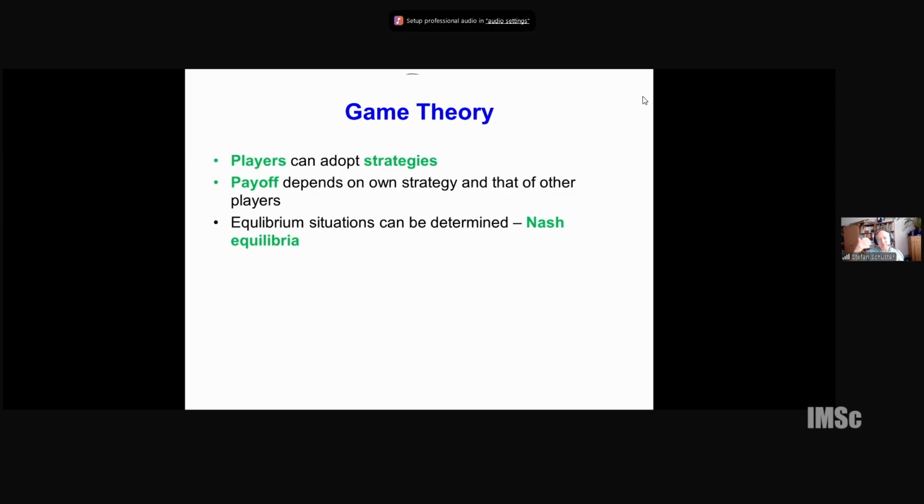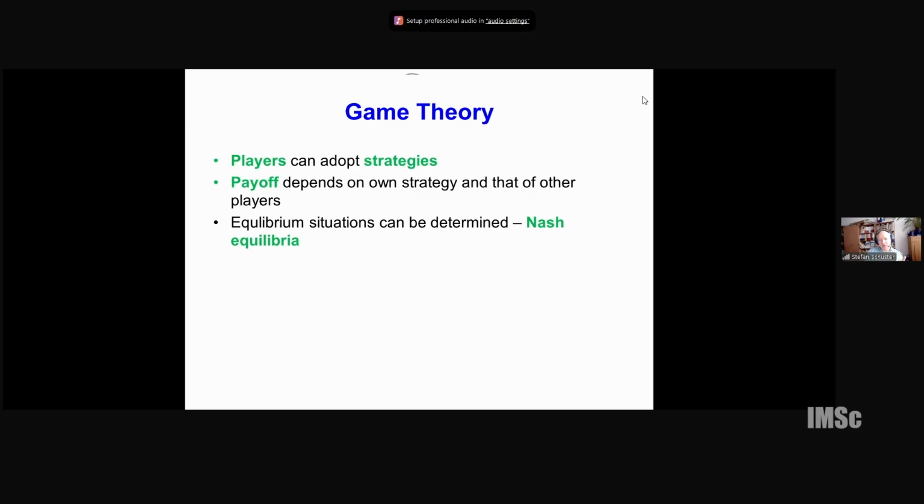Strategy is maybe a bit of an exaggerated word, because it can be a very simple decision. For example, driving a car, we can go on the left side or on the right side. I don't know whether this can be called a strategy, but in game theory it is called like that. Then, depending on the choice of one player and also of the other player, each player gets a payoff.